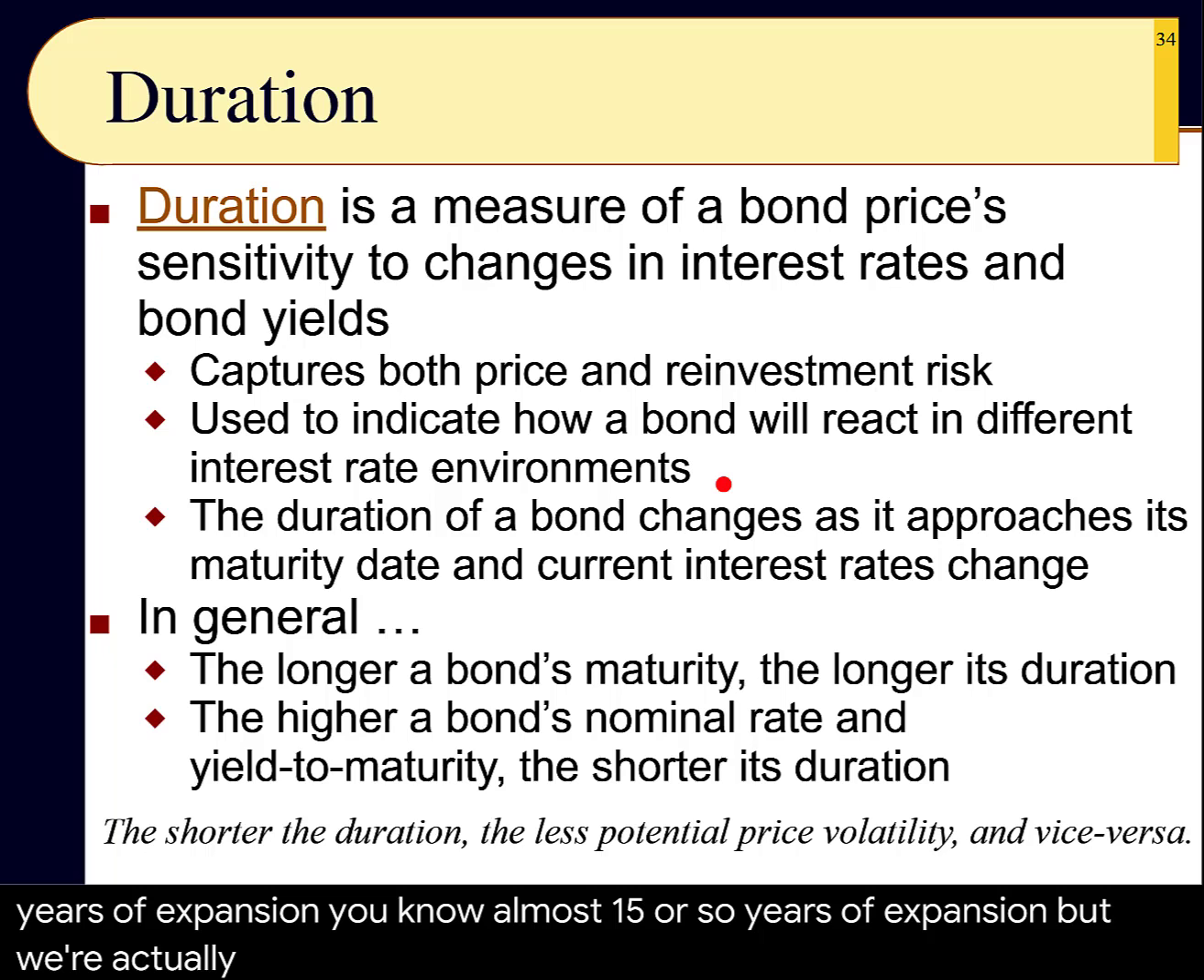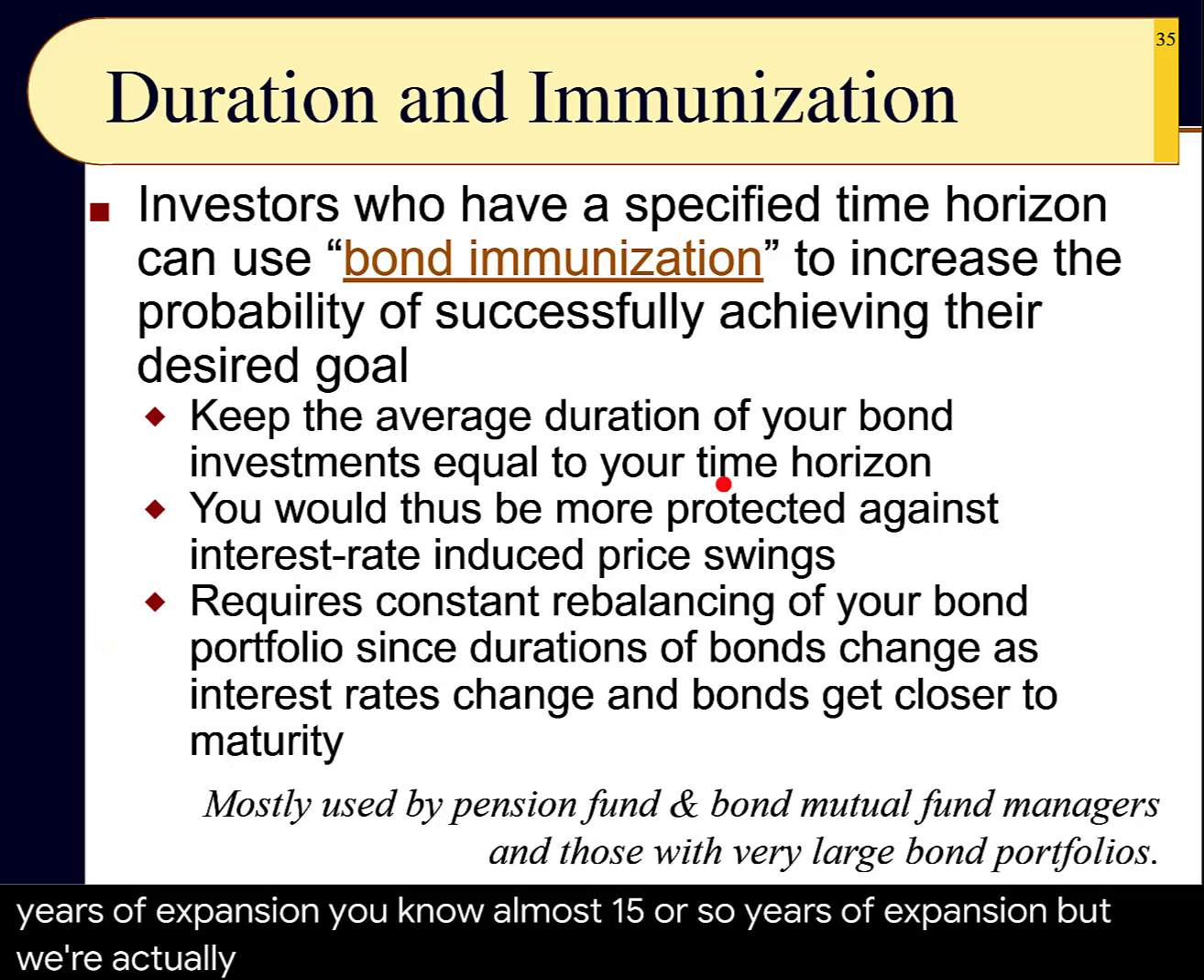The duration of a bond changes as it approaches its maturity date and current interest rates change. And in general, the longer a bond's maturity, the longer the duration; the higher the bond's coupon rate and yield to maturity, the shorter its duration. The shorter the duration, the less potential price volatility, and vice versa. So we can use duration to immunize. I hate the term. It sounds like viruses.